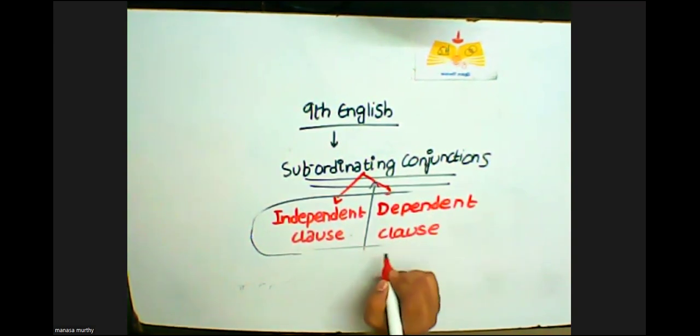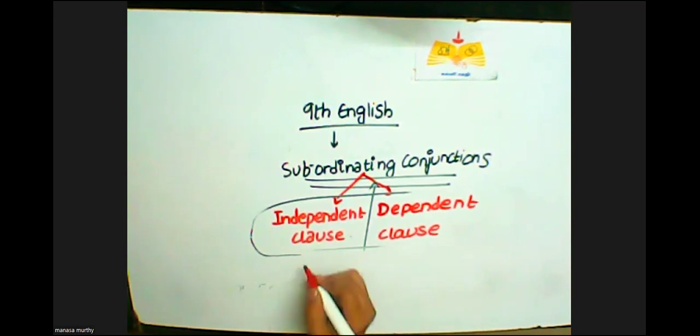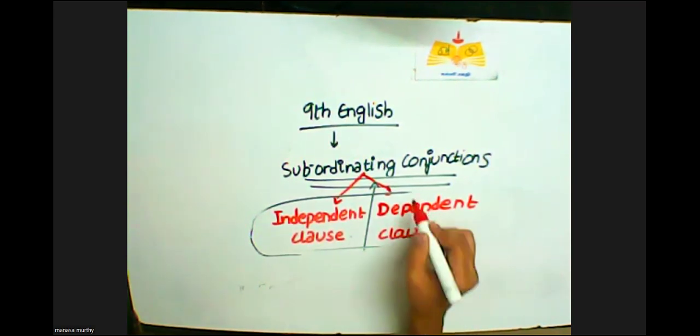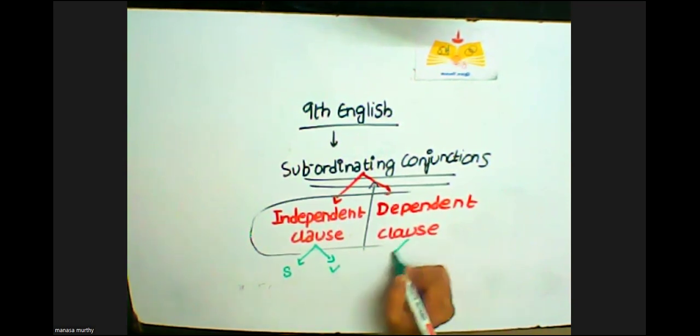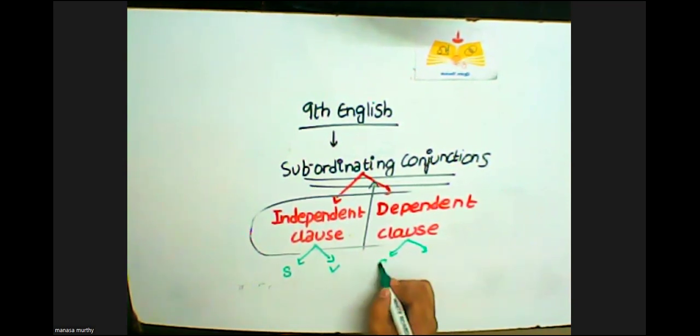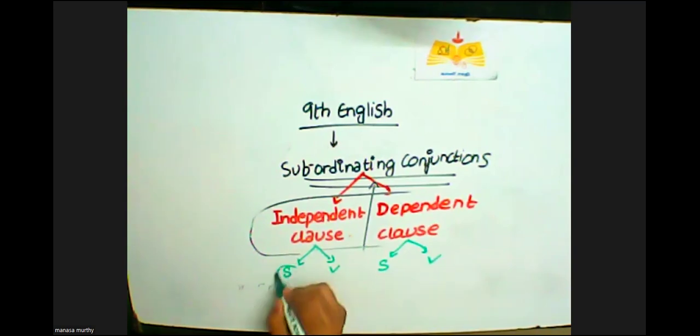Either of them can appear in the beginning. First the dependent clause may come, then the independent clause, or first the independent clause and then the dependent clause. What is this independent clause? What is this dependent clause? Both the dependent clause and the independent clause will have a subject and a verb. That is, the subject will be there, the predicate will also be there. But the independent clause will give me complete meaning. It is not going to be dependent upon another sentence.